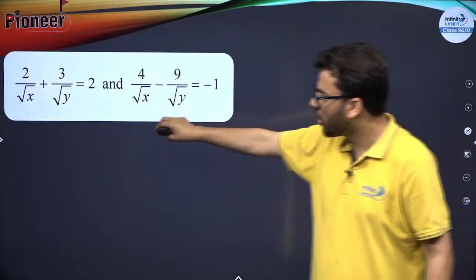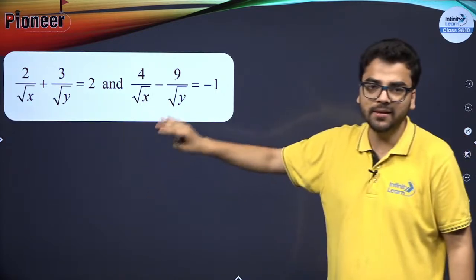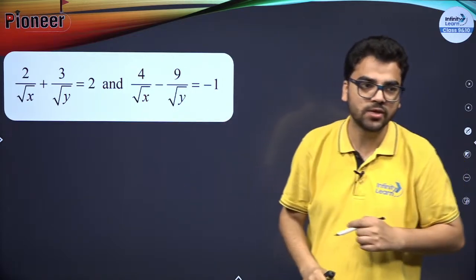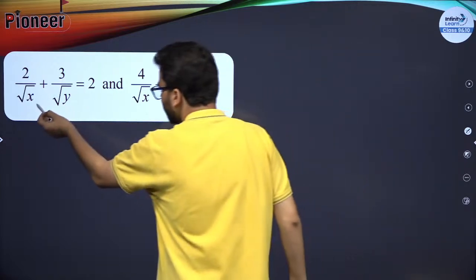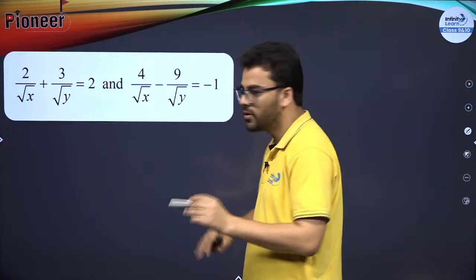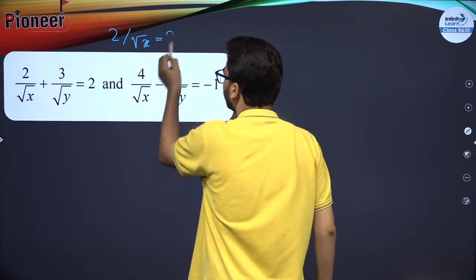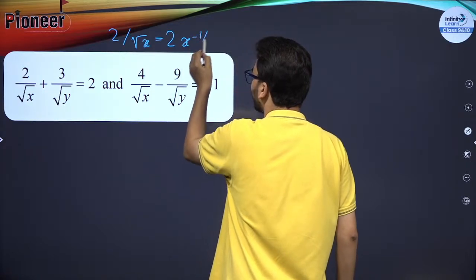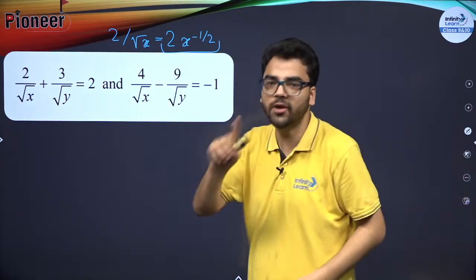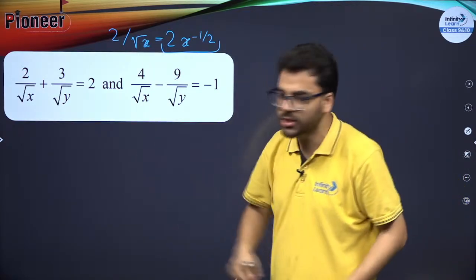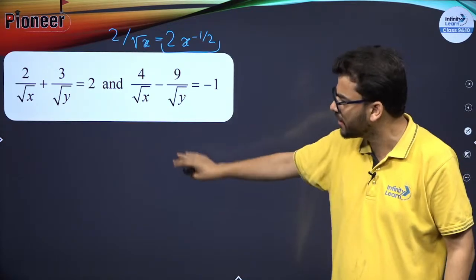So many a times you get this type of equations, right? So right now you can for sure say that this is not a pair of linear equations in two variables, right? These are not linear equations, because linear means the exponent of the variable must be 1 only. But if you have got 2 by root x, how can you write it? You can write it as 2 into x raised to the power minus 1 by 2. You see, this is not a linear equation because the exponent of the variable is not 1. So these are not linear equations, but you can treat them as linear equations.